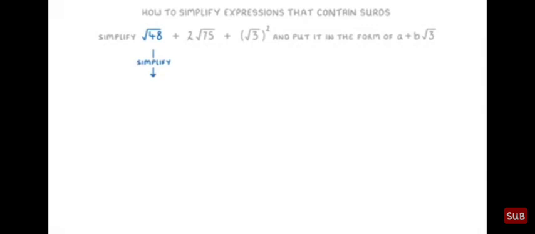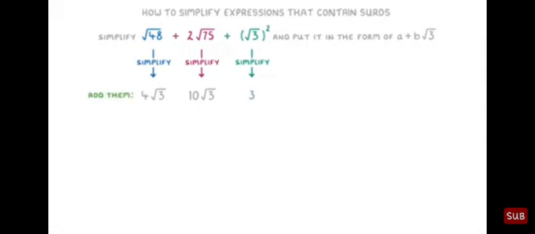Before we finish, let's run through one more quick example, but without all of the workings this time. So for this question here, we're trying to simplify root 48 plus 2 root 75 plus root 3 squared, and put it in the form of a plus b root 3. So if we simplify root 48, we get 4 root 3. If we simplify 2 root 75, we get 10 root 3. And if we simplify root 3 squared, we just get 3.